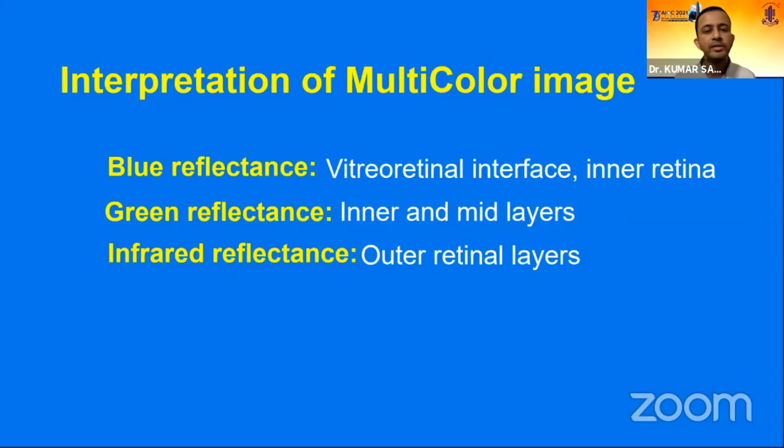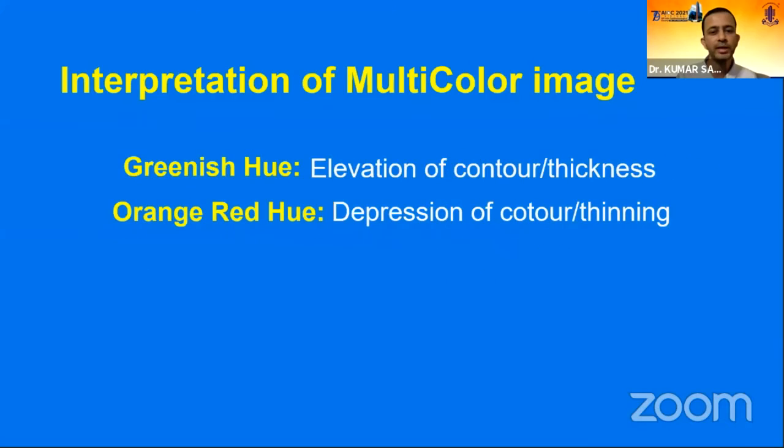So how do we interpret it? Blue reflectance is the shortest wavelength, and it is used for things on the surface, the vitreoretinal interface and inner retina. Green reflectance has a longer wavelength, and it is meant to image the inner and mid layers of the retina. And infrared reflectance, being the longest wavelength of laser, images the outer retina and choroid. So this is how we use these laser channels.